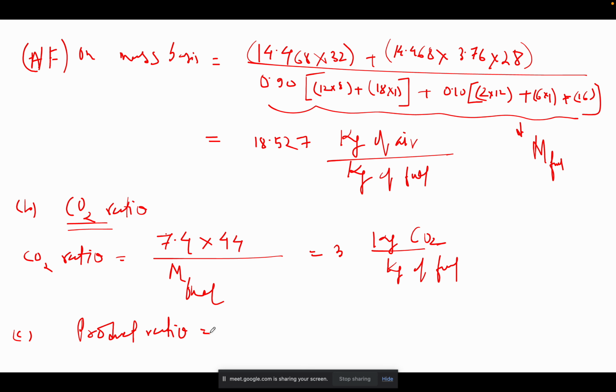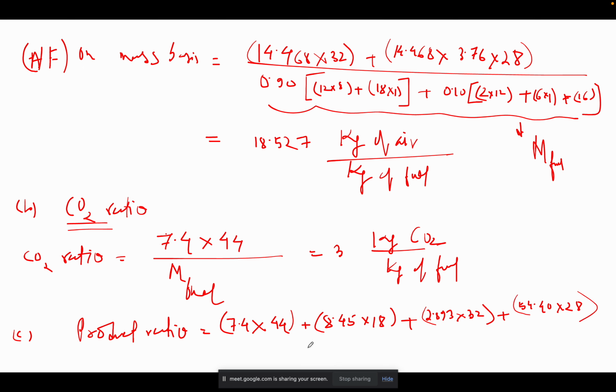Next, product ratio is basically 7.4 into 44, okay, plus 8.45 into 18 plus 2.893 into 32 plus 54.40 into 28 divided by m fuel, and if you do this you will get 19.348 kg product per kg fuel.